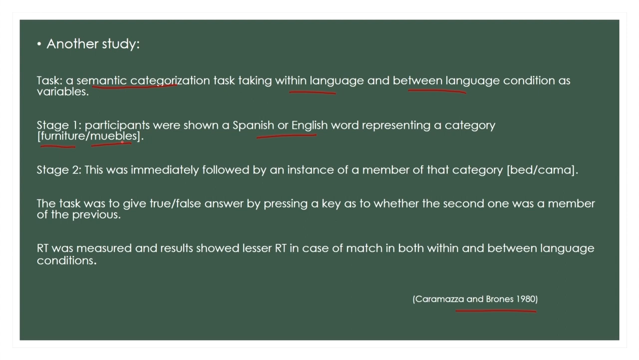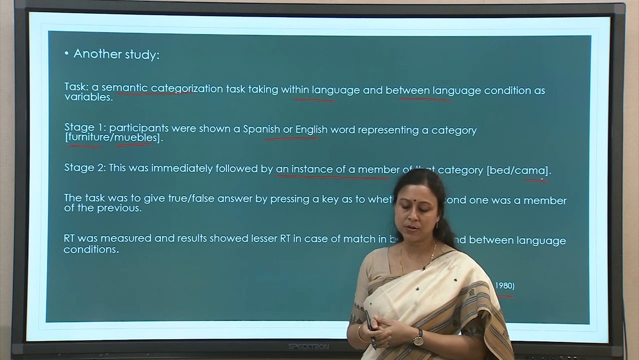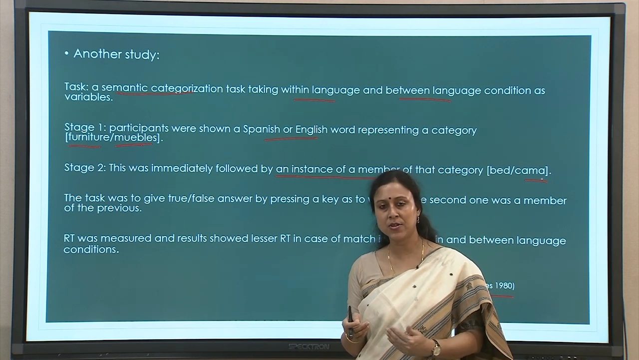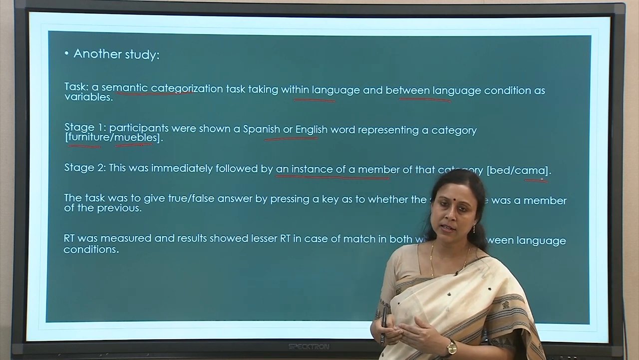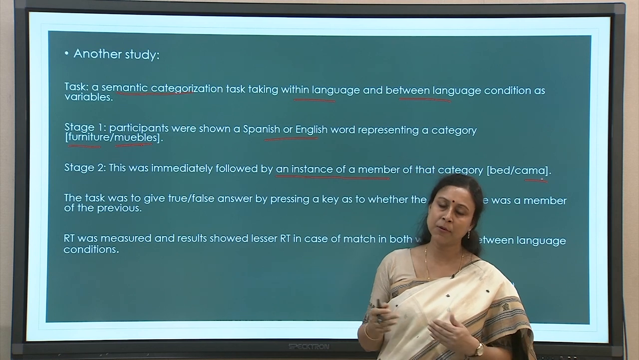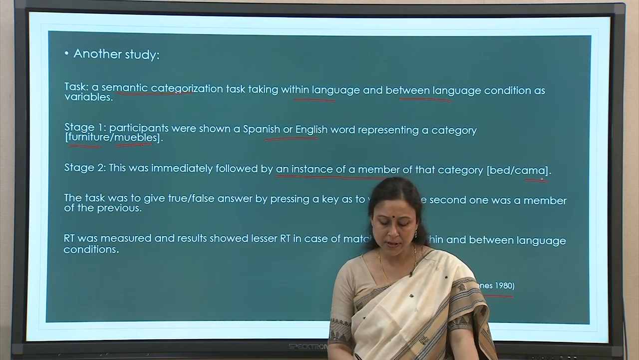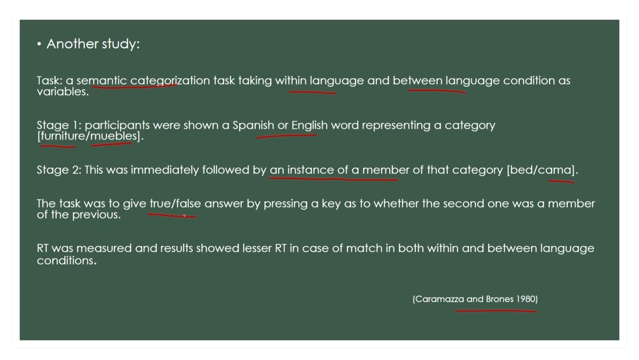Stage 2 immediately followed with an instance of a member of the category. So, if you have seen furniture, then bed appears, or if you see mobiles, you see a member and so on. Again the same kind of manipulation just like the previous study. So, they had Spanish category name, Spanish member, English category name, English category member, and on the other way also. So, within language and between language conditions, the task was to give a true false answer. It was a key press study. So, you give a true or false answer by pressing a key as to whether the second was a member of the previous word. Whether bed is a member of the category furniture, it is yes. So, you press one key, if it is no, then you press another key.